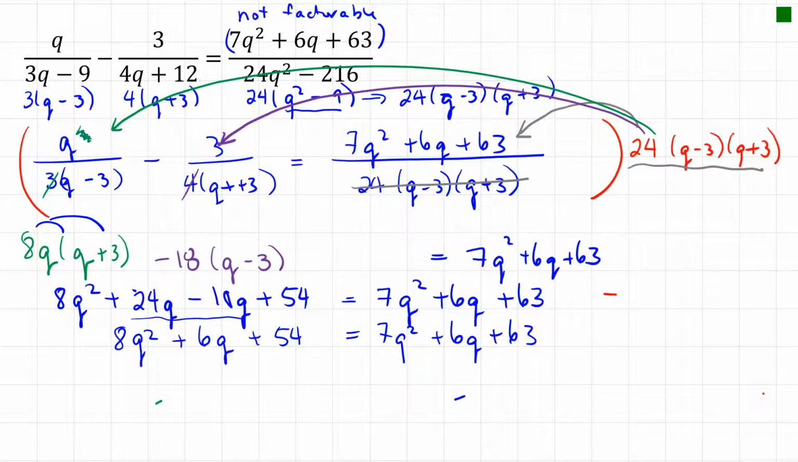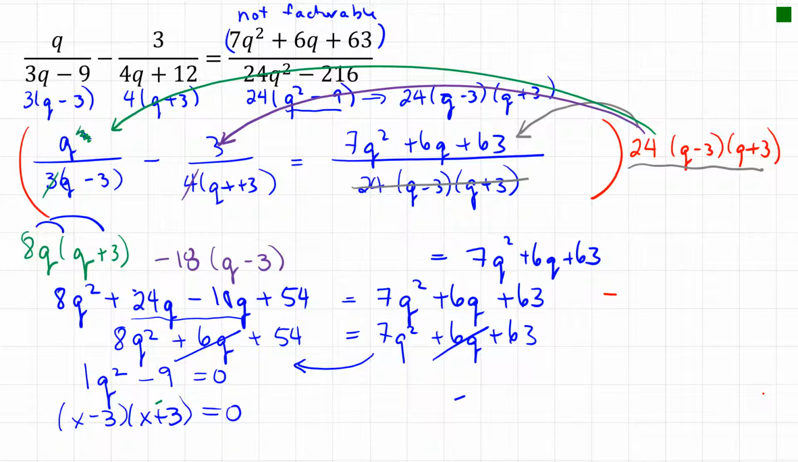And I have a 6q on both sides, which means they cancel. And I'm going to bring the 7q squared over by subtracting it. So that leaves me with 1q squared. And subtract 63 means I have minus 9 equals 0. So I can solve that in two different ways. I can do it by factoring, and then realizing that x equals 3 or x equals negative 3.